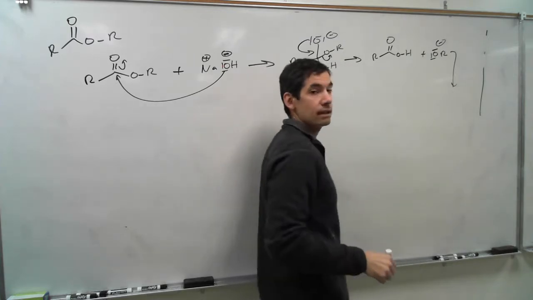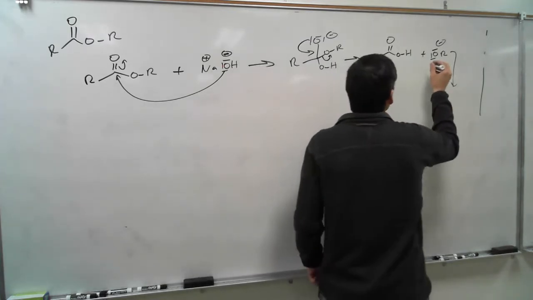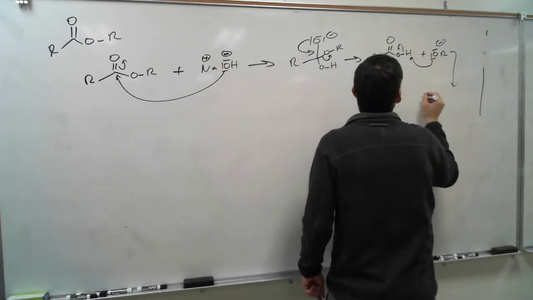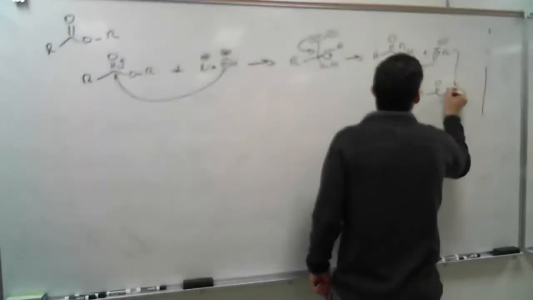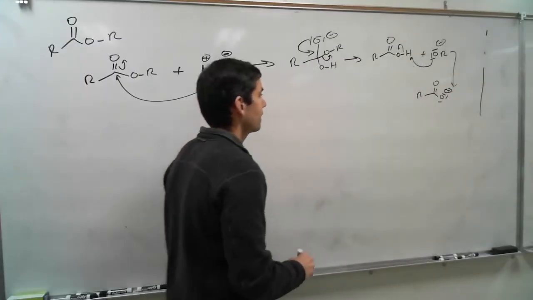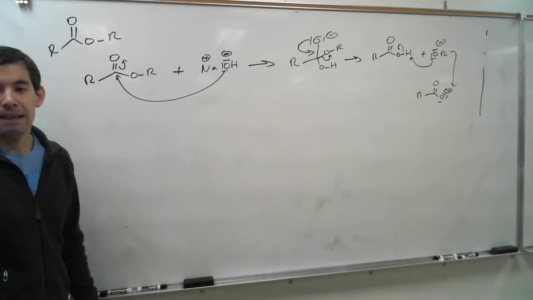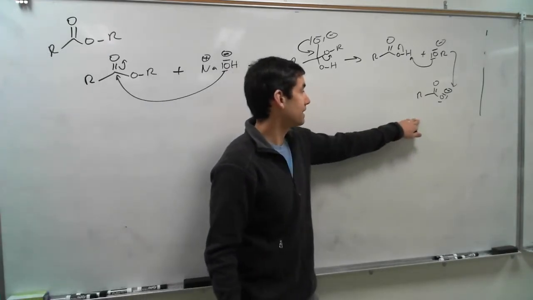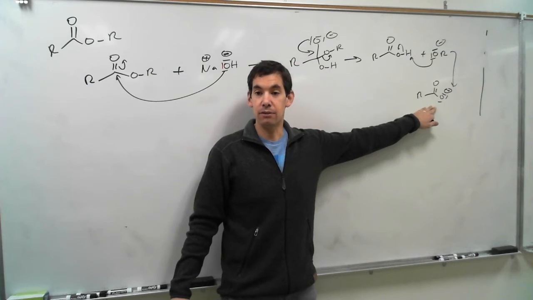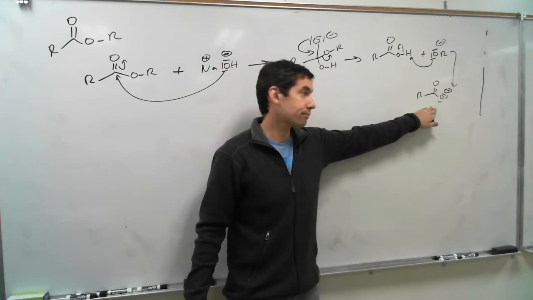Remember, this group is very basic. So what's it going to do? It's going to pull off this proton, and we get to the carboxylate anion. Now, if we want the carboxylic acid version, what do we have to do? We're going to have to throw in a little bit of acid to protonate that, if we want to do that reaction.